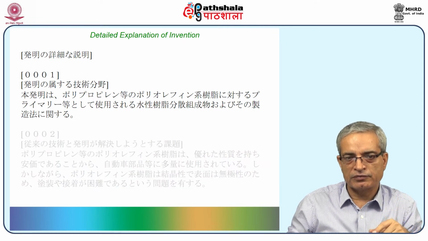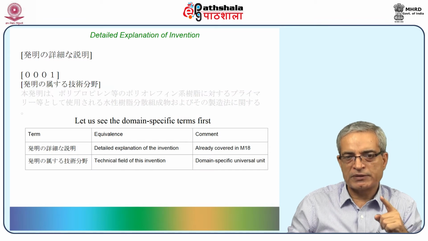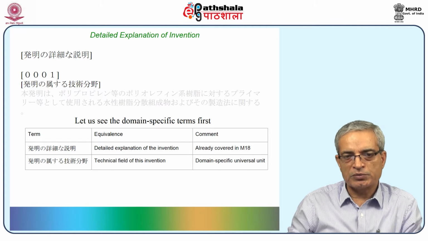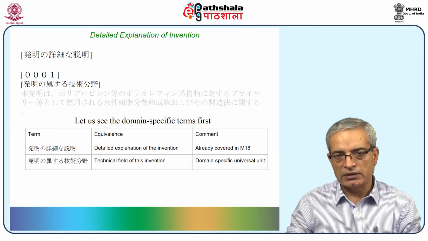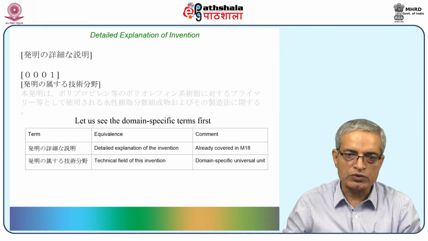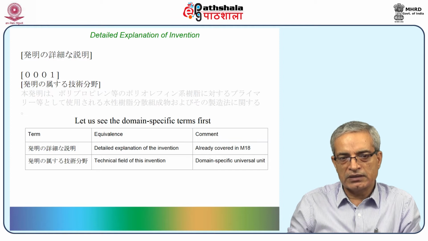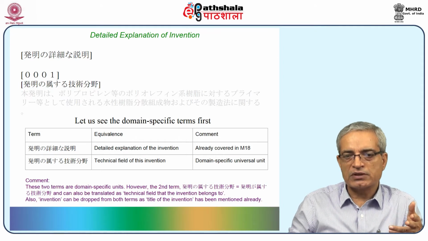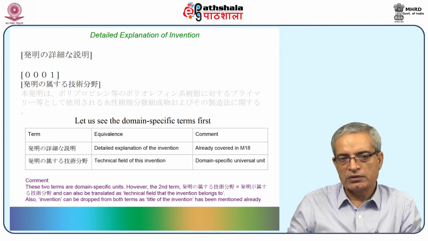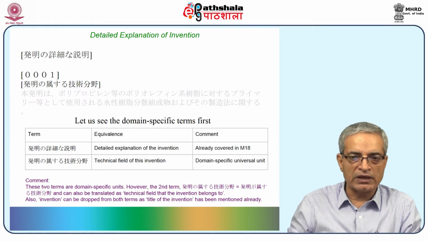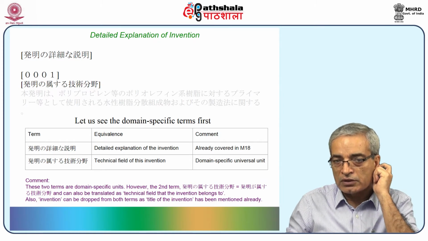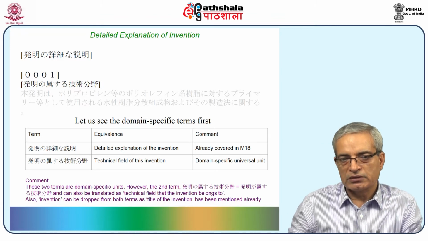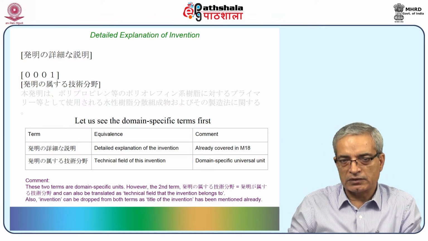First, let's see the first part. If we see the domain specific terms, that is Hatsume no shousai na setsume, detailed explanation of the invention. This is already covered in module 18. Then Hatsume no zokusuru gijitsu bunya, this is the technical field of this invention, a domain specific universal unit. These two terms are domain specific units. However, the second term, Hatsume no zokusuru gijitsu bunya, is the same as Hatsume ga zokusuru gijitsu bunya, and can also be translated as technical field that the invention belongs to. Then also invention can be dropped from both the terms, that is title of the invention can be only title. It has been mentioned already.